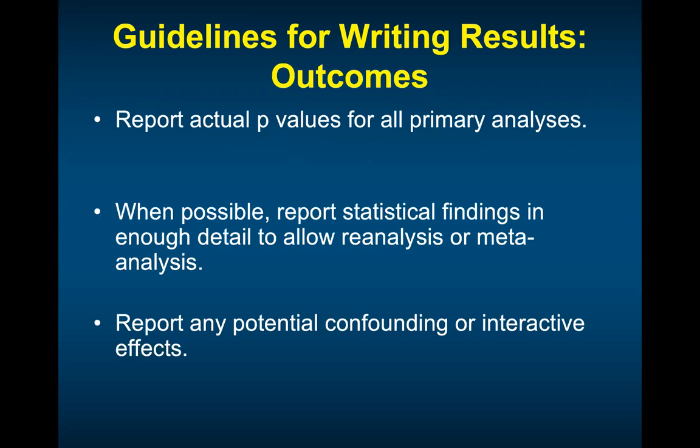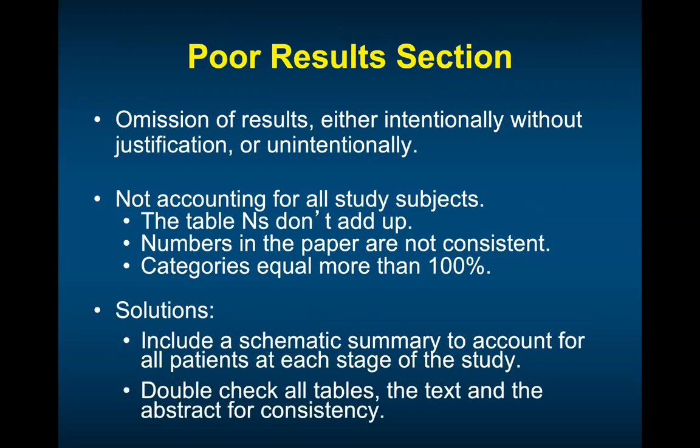Very often, especially in observational studies, there will be potential confounding or interactive effects. This should also be reported. Some things that we should avoid: a poor results section. Results are omitted or not provided properly, either intentionally, because you don't like them so you don't report them, which is not acceptable, or unintentionally.